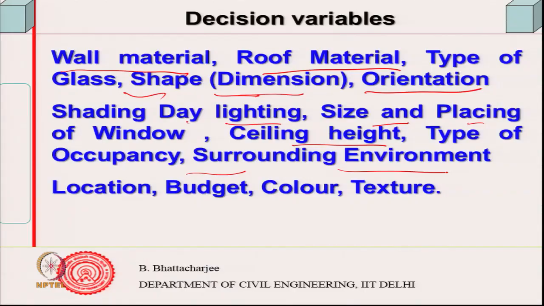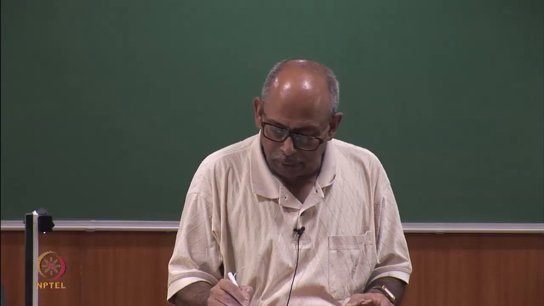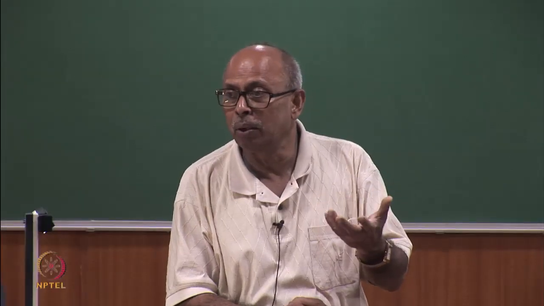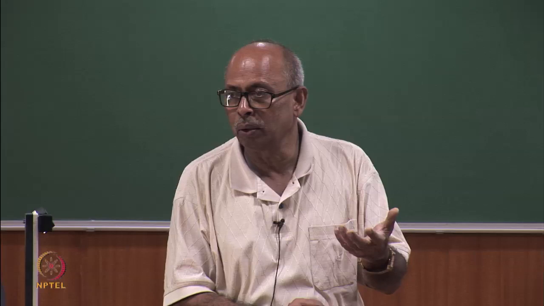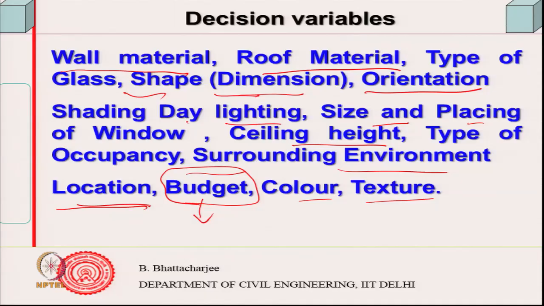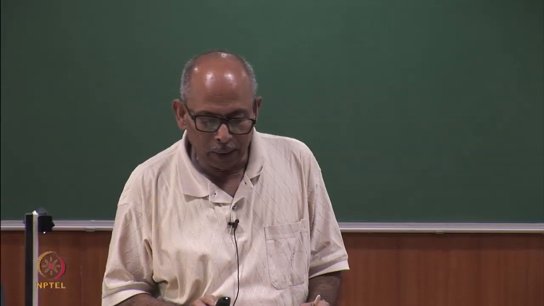Location, budget, color, texture. Now, budget normally would not be a decision variable, but might be a constraint. What you call it can be that you want to do within a given budget. You might maximize even life cycle cost, maximize life cycle performance. Location is also a constraint. These are given to you. Location, budget, etc. are given. So these are the kind of decision variables you encounter in thermal design of building.